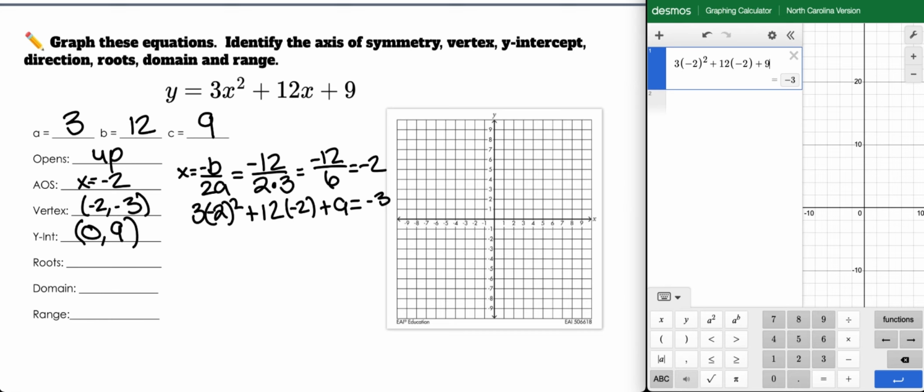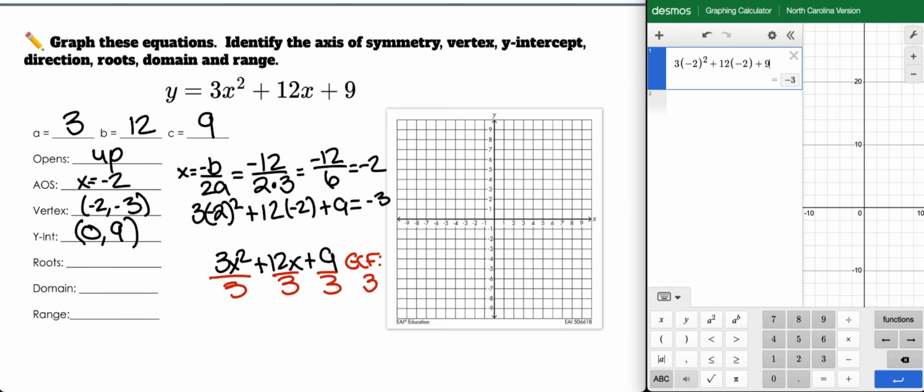Now that we have that, we got to go find our roots, or our solutions, or our x-intercepts. Okay? So in order to do that, it's factoring. So we're going to use the x method. So we got to factor our equation, which is 3x squared plus 12x plus 9. We're going to check for a GCF, like always. And in this one, the GCF is 3. So everything is going to get divided by 3.